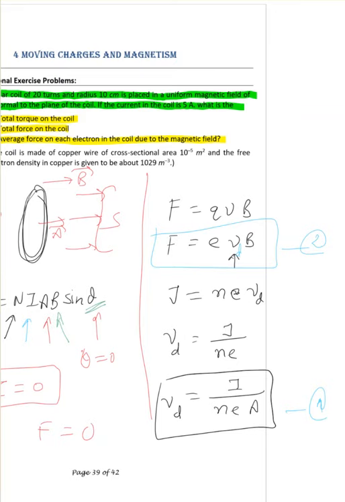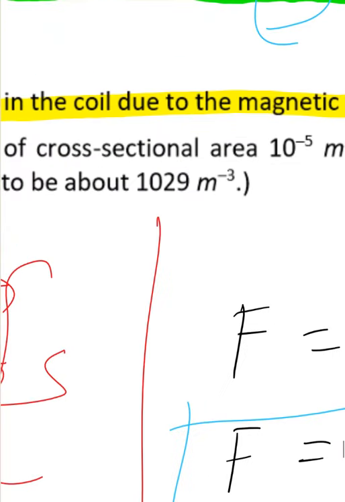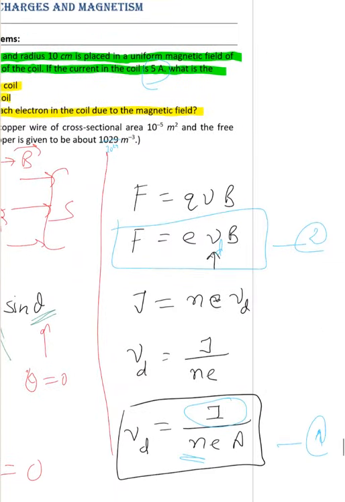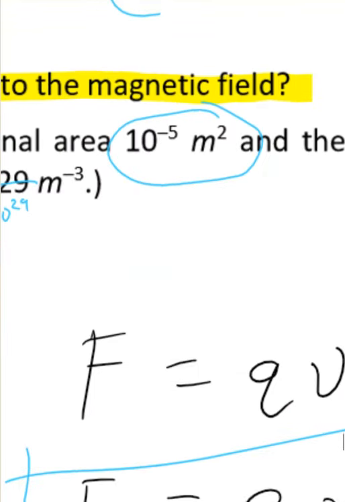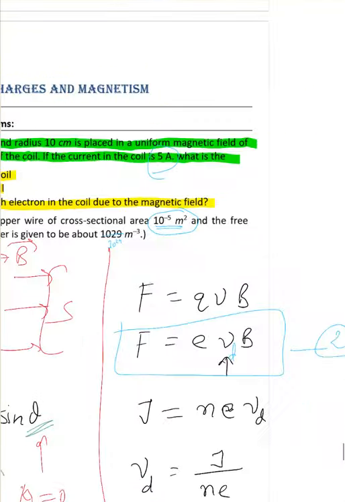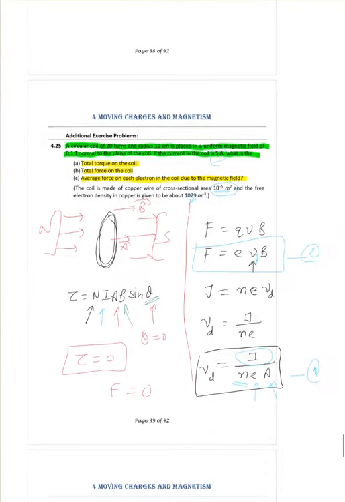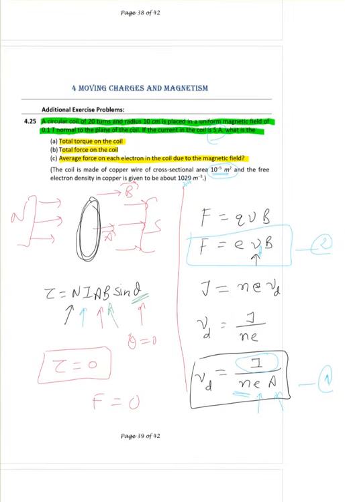To calculate drift velocity, do we have the current passing through the wire? Yes, it is 5 ampere. Do we have the number density of electrons? Yes, that is also given. There is a printing mistake. Consider it to be 10 raised to 29, so 10 raised to 29 electrons per meter cube. e is the value of charge, and A is the area of cross section, which is also available. The area of cross section is 10 raised to minus 5 meter square. So substitute all the values. First calculate the drift velocity, and then you will be able to find out the force on the electron. Thank you.